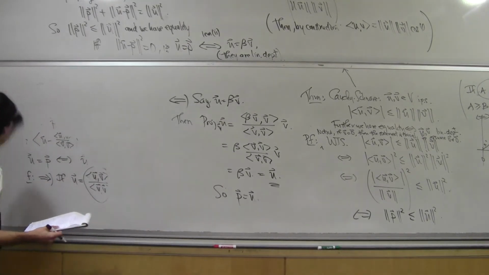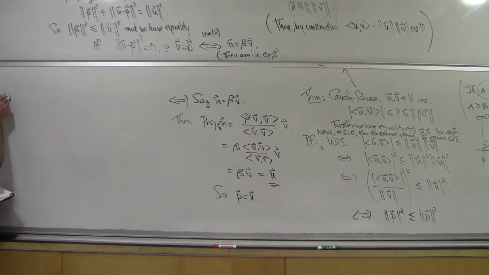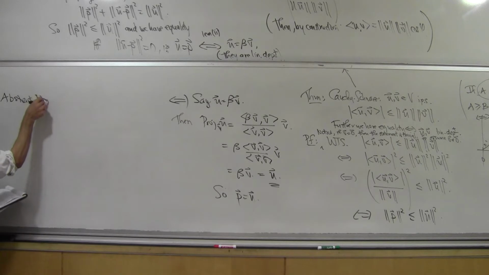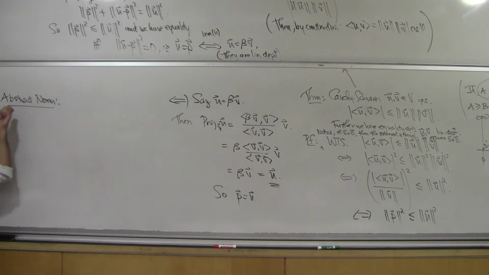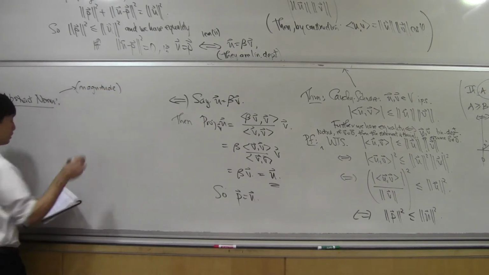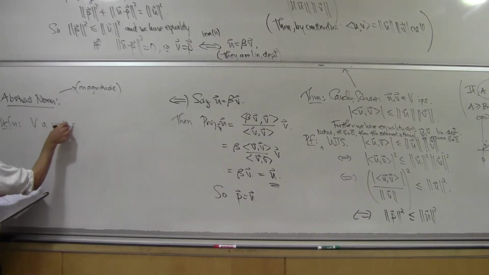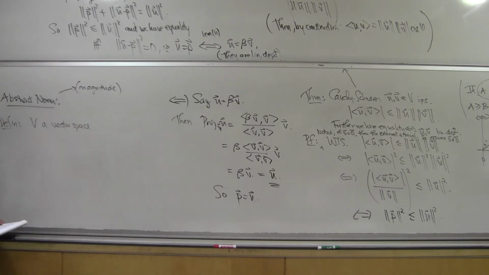We introduce another notion now called the norm. The norm is basically a generalization of magnitude, just like the magnitude of vectors. So here's the definition. We want to have something like the magnitude. So let V be a vector space. We're not on an inner product space necessarily, just some vector space.